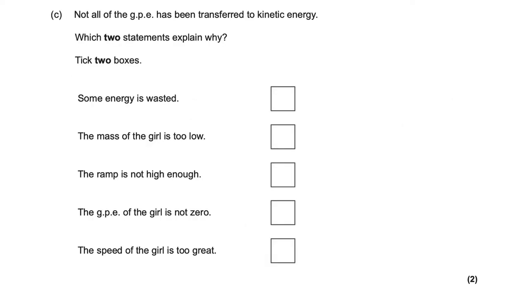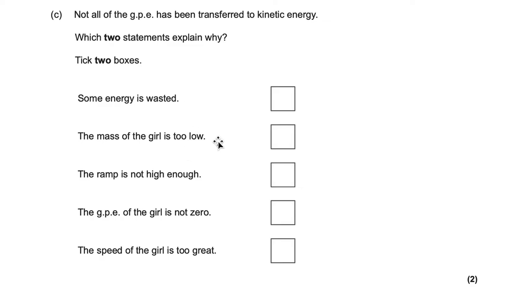Not all of the GPE, gravitational potential energy, has been transferred to kinetic energy, which 2 statements explain why. Tick 2 boxes. So it's really sad when people lose a mark because they only tick 1. So some energy is wasted. That's sensible. We know some energy is always wasted.